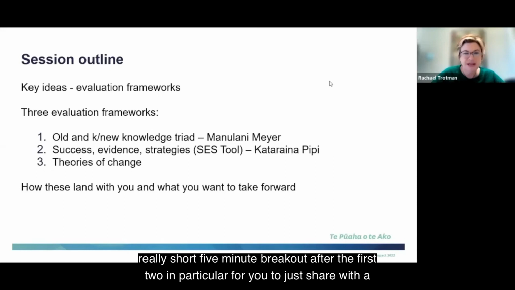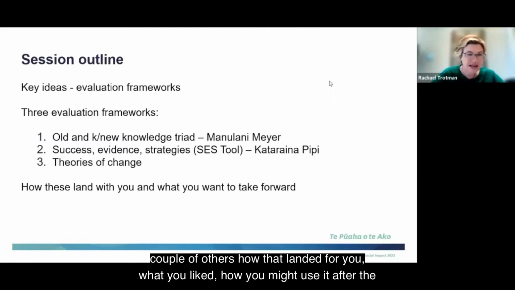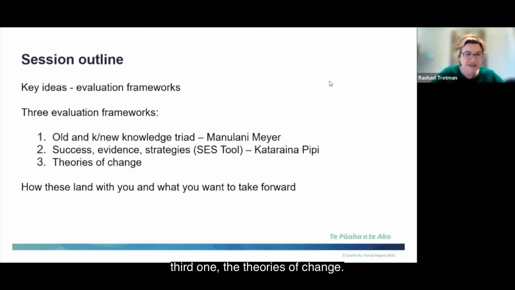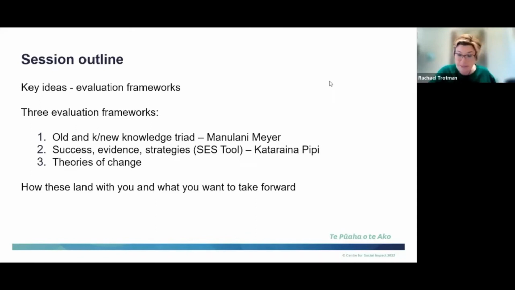short 5-minute breakout after the first 2 in particular, for you to just share with a couple of others how that landed for you, what you liked, how you might use it. After the third one, the theories of change, we'll just see how we're going for time. We might just have a Q&A, and I might also ask you for some frameworks that you've found useful yourself.